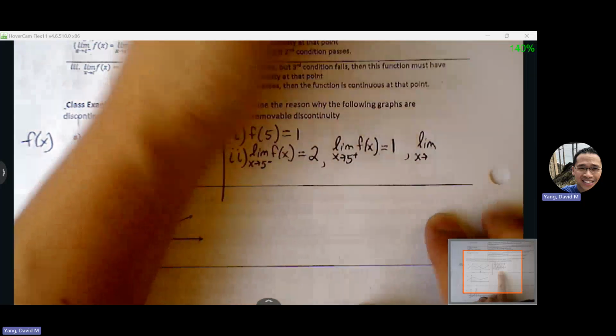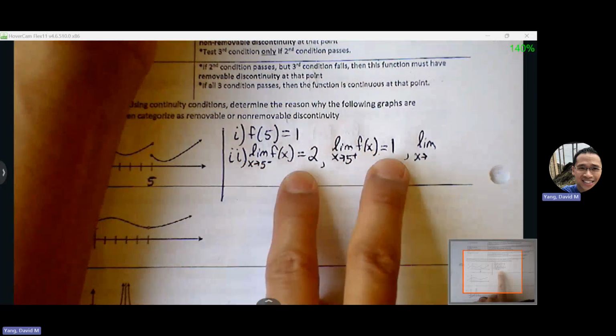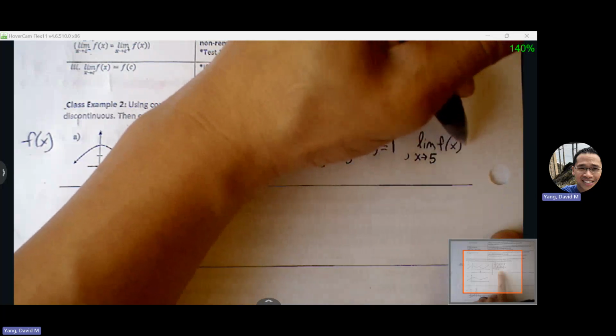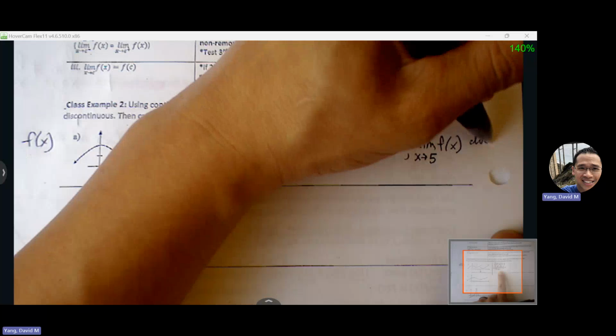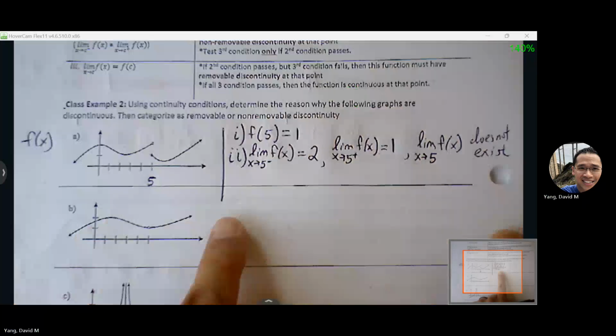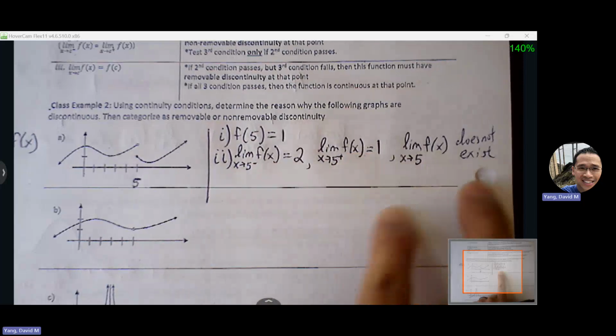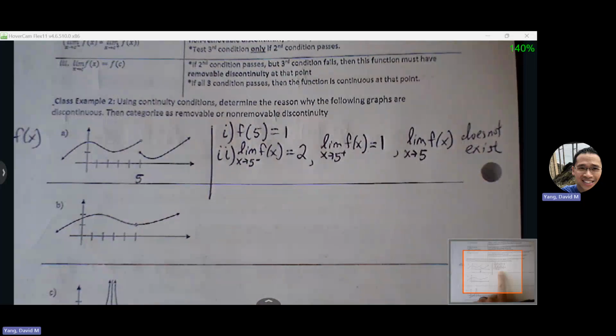So we can say limit as x approaches 5. We don't have to say that this doesn't equal this. I think this is good enough work or justification to conclude that the limit as x approaches 5, the full limit, does not exist. We can say that this doesn't equal that, but I think this is sufficient. This is enough data here.